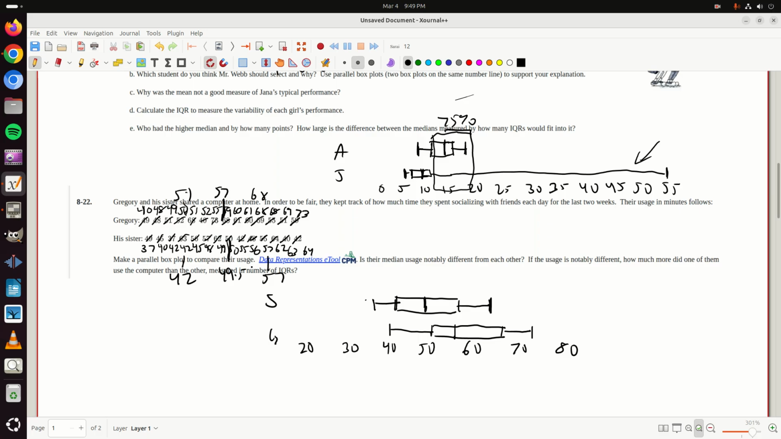We could say his interquartile range is 17. Her interquartile range is 15. So that's pretty standard. So, I don't know. Obviously Greg's using it more. He's got a little bit more variance. I guess it depends on how good his siblings are, if you think that's a big deal or not, from there.